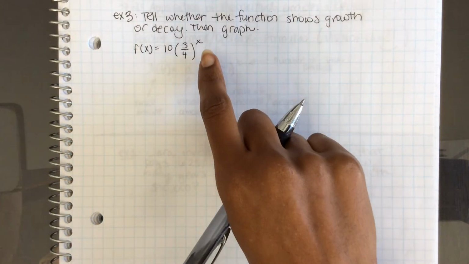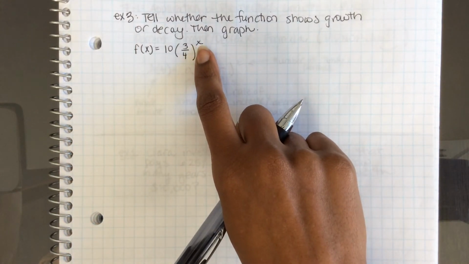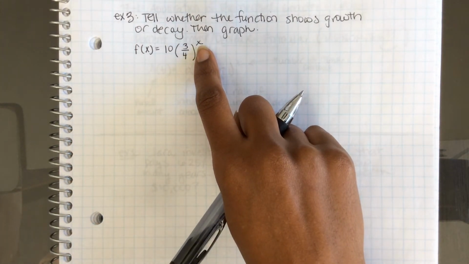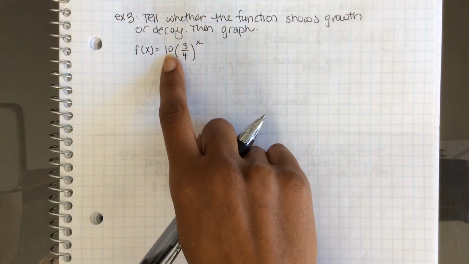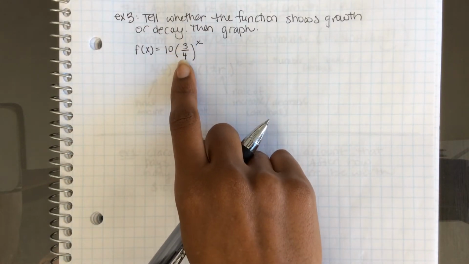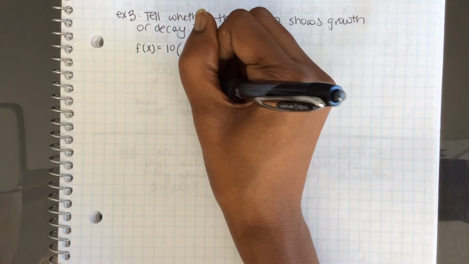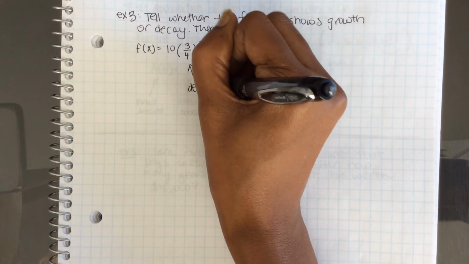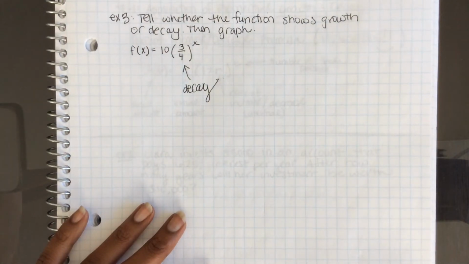Tell whether the function shows growth or decay and then graph. So first, looking at this function, x is in my exponent, so I know it's an exponential function. I see that my initial value is 10 and my base is 3/4 or 0.75, which is less than 1. So this is going to be exponential decay.